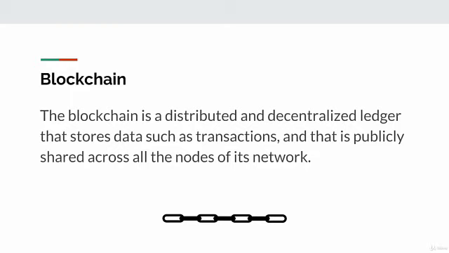Overall, we now have a better grasp of the blockchain and its definition. We understand what it means when we define that the blockchain is a distributed and decentralized ledger that stores data, such as transactions between individuals. And we know the great benefits of that ledger being publicly shared across all the nodes of its network. Next up, let's explore the main ways that blockchain technology is being used today in order to revolutionize the world.